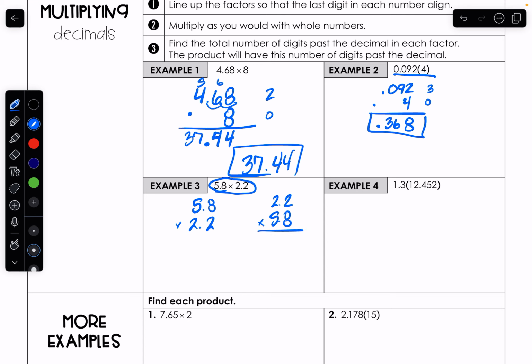To be fair, either are correct. You could do either one of these. But this one right here is going to be easier because you only really have to multiply each number twice. 8 times 2 is 16, carry the 1. 5 times 2 is 10 plus 1 is 11. And now you're just going to drop a 0, and there are the answers again.